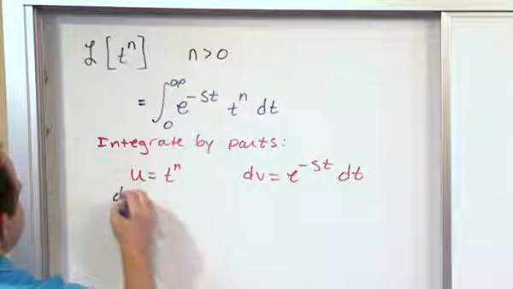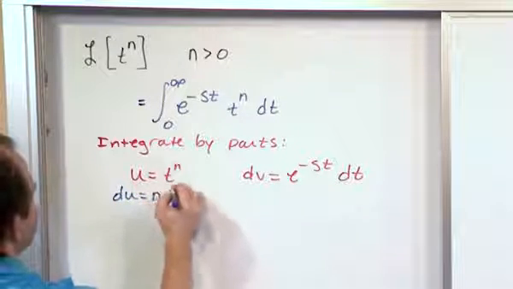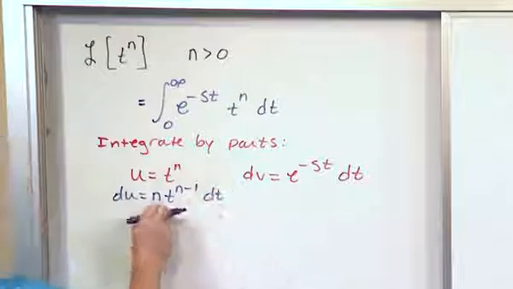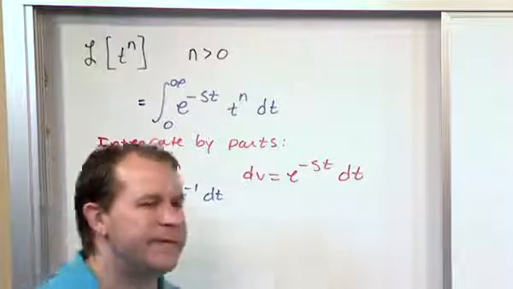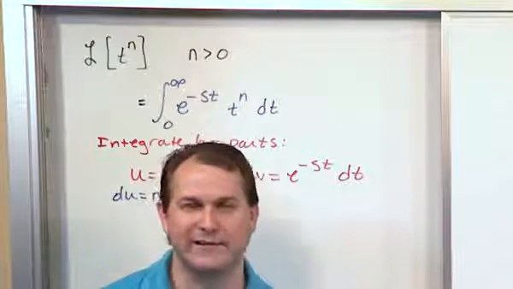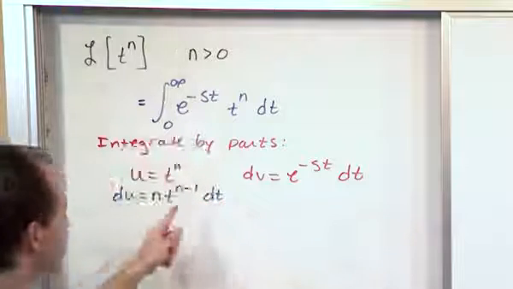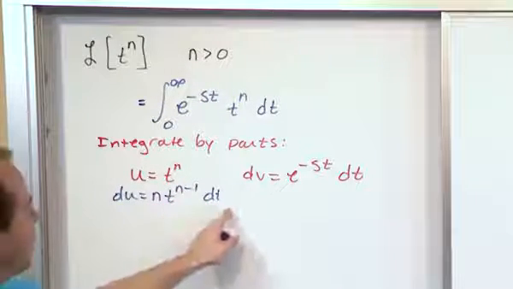So du is equal to n times t to the n minus 1 dt. Don't get too worried about all the n's everywhere. If it's t cubed, what's the derivative with respect to t? It's 3 times t squared, which is n minus 1. So you take the exponent, put it in front, and then you have n minus 1 up there. That's the derivative.